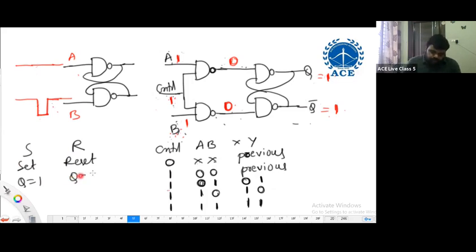Making Q equals 0. When do you expect setting the Q? When S equals 1. When do you say resetting? When R equals 1. S equals 1, R equals 1: setting and resetting. Check it correctly.